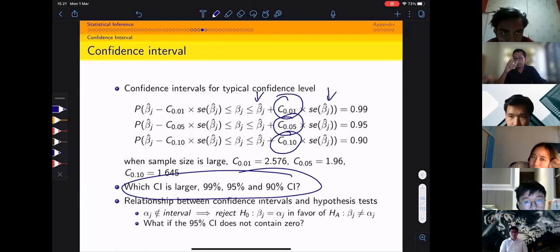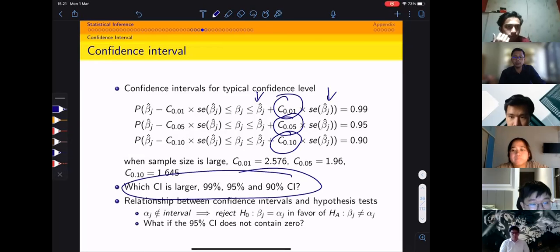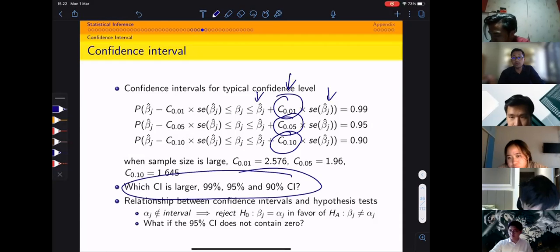The 99, sir. Yes, exactly. Very good. So it's going to be the 99% confidence interval. Why? Because we have a larger critical value. And so it means that the wider the confidence interval, the more confident we are that the true value of beta is within that interval. The 99% confidence interval has a higher likelihood of including the true parameter.